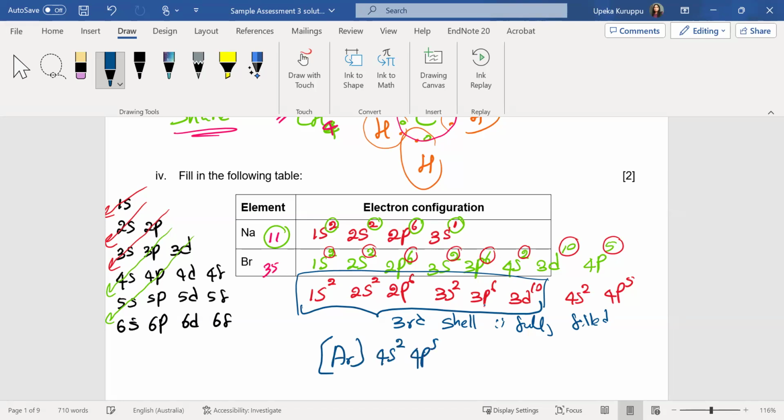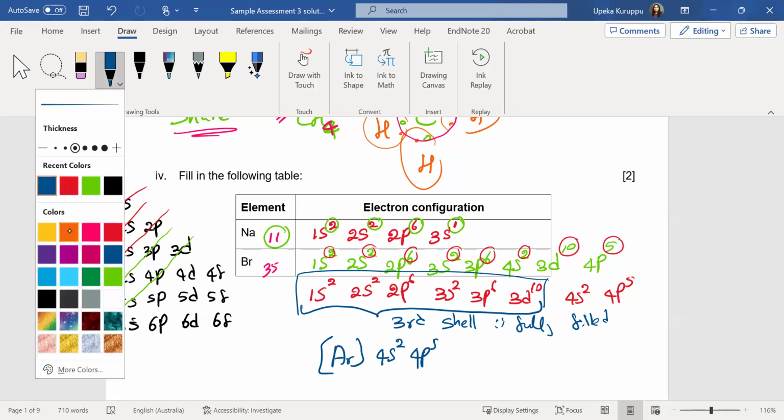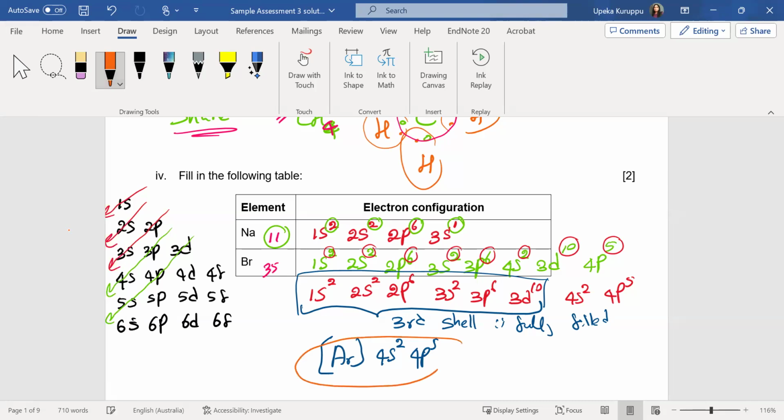Anyone have a periodic table? Is it argon? I think it is argon. So this is up to here. As the third shell is fully filled, you can write it like this as well. So if you write like this or that, it should be okay. Any question up to here?